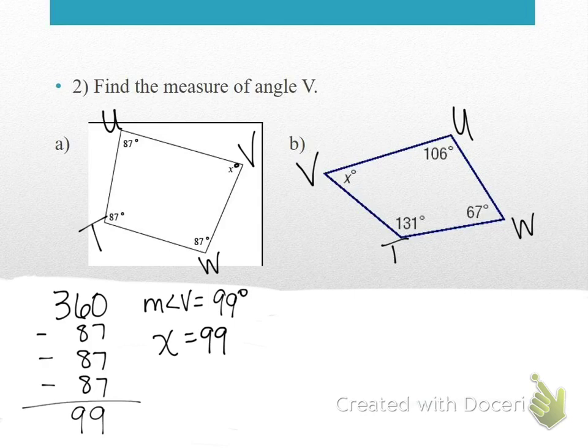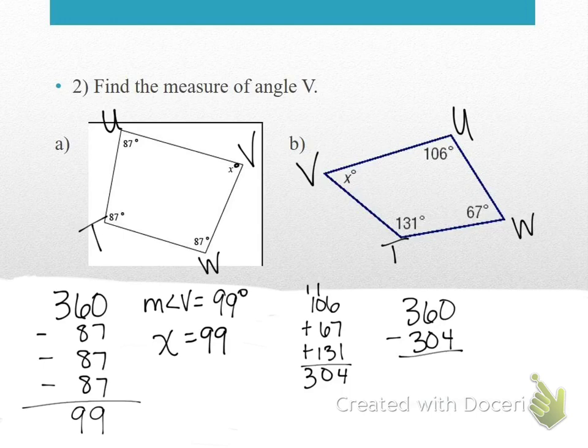Okay, same kind of thing on letter B. We could add these up first this time. Plus 67, plus 131. 14, carry that 0. So those ones that we already have should add up to 304. And then we could take 360 minus that 304. And this time what do we get?